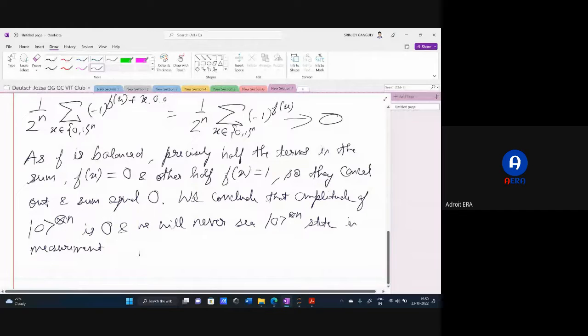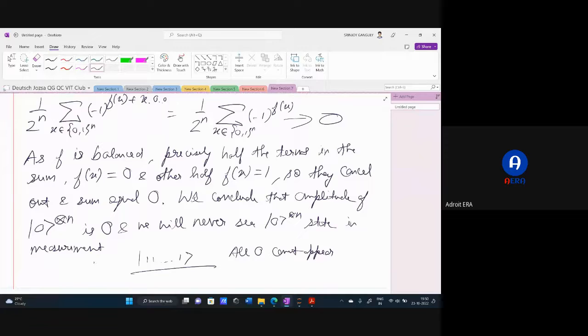Let's say ket 111 will appear. All zero cannot appear, but this can appear, and if this appears, that means it is a balanced function. Very similar to what we saw in the Deutsch algorithm, where we saw that if we get ket 1, then it is a balanced function, and if it is ket 0, then it is a constant function.